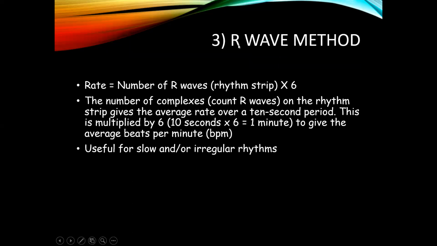Another method is the R wave method, where the rate is the number of R waves in a rhythm strip multiplied by 6. So you count the R waves on the rhythm strip, and it gives the average rate over a 10-second period. So this is multiplied by 6. 10 seconds times 6 will give you 1 minute, okay? So it's useful for slow and irregular rhythms.